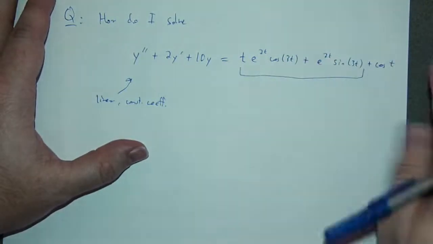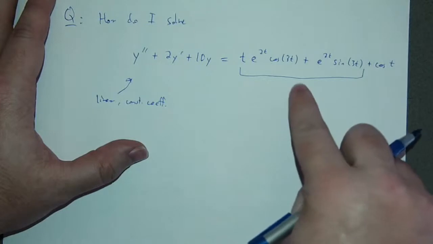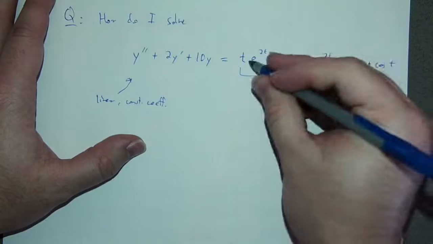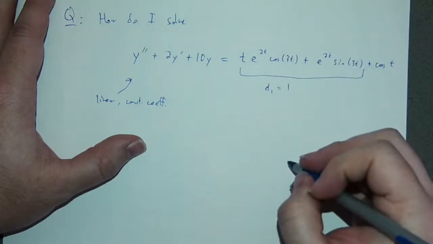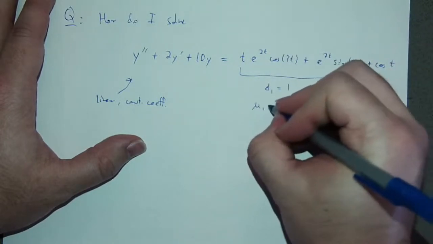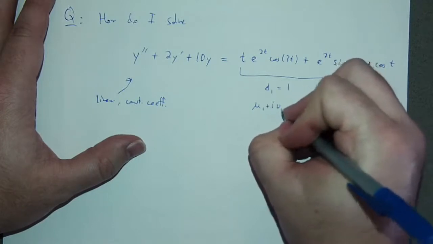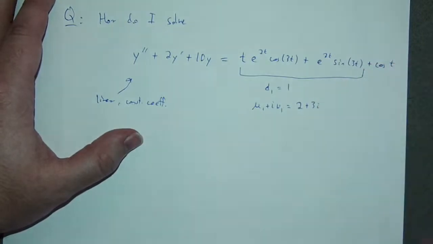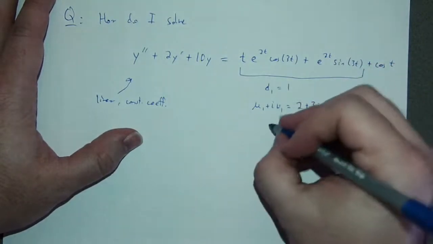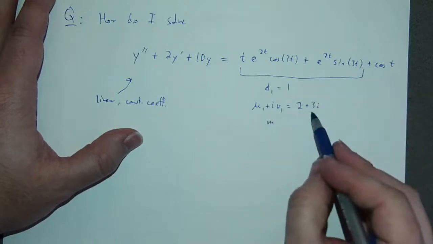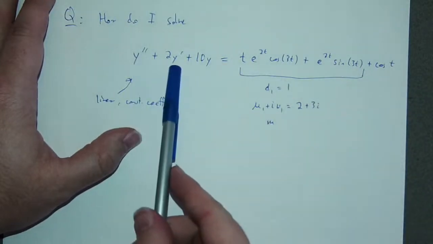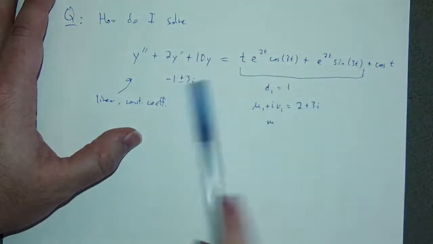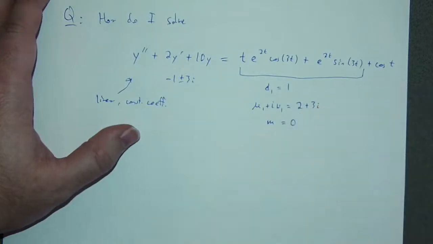If I ignore this term, this is in characteristic form. This has degree 1. It has characteristic, I'll call it mu sub 1 plus i nu sub 1, and its characteristic is 2 plus 3i. And it has multiplicity. This has roots minus 1 plus or minus 3i. So this is not a root of this thing, so its multiplicity is 0.